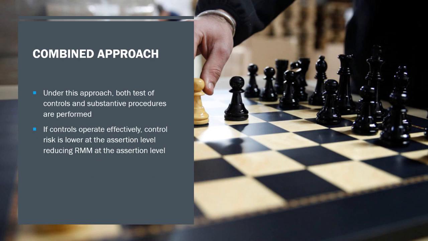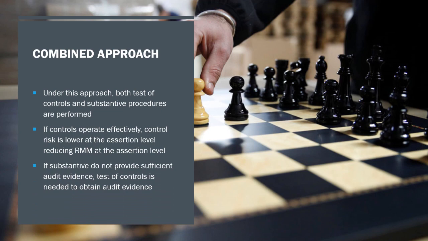If controls operate effectively, control risk is lower at the assertion level, reducing RMM at the assertion level. If substantive procedures do not provide sufficient audit evidence, tests of controls are needed to obtain audit evidence.